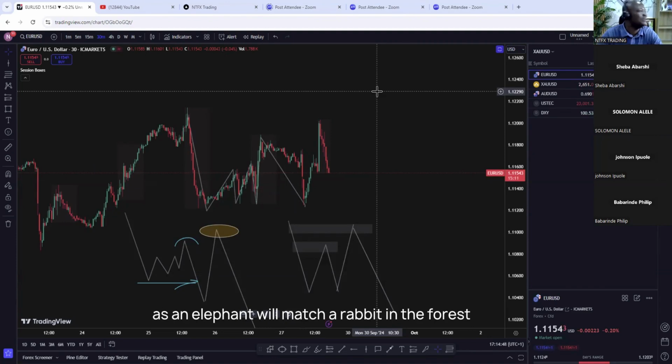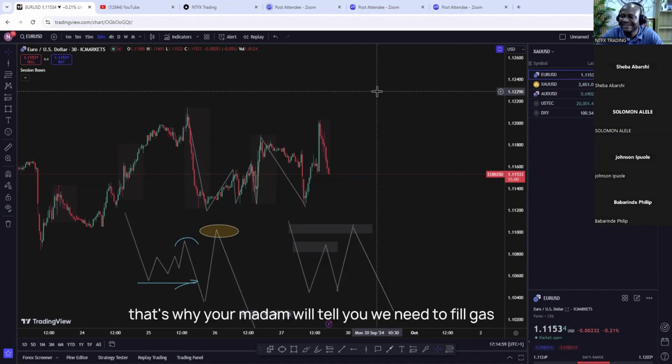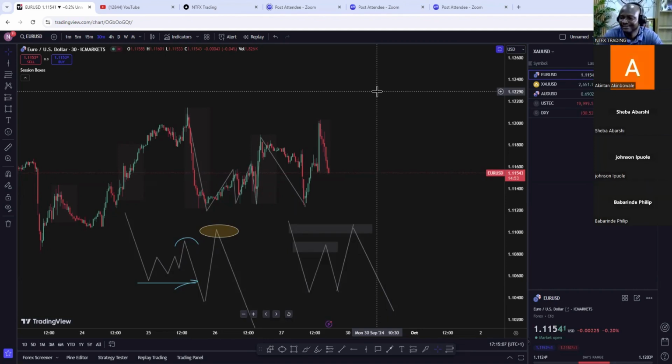Otherwise, they will match you as an elephant will match an ant in the forest. As an elephant will match a rabbit in the forest. That's how they will match you and you will cry, and you'll not be able to explain to anybody what is making you cry. That's why your madam will tell you, we need to fill gas. Say, leave me alone, leave me alone. I beg, which day did you even fill gas? Leave me alone. Calm down, guys.